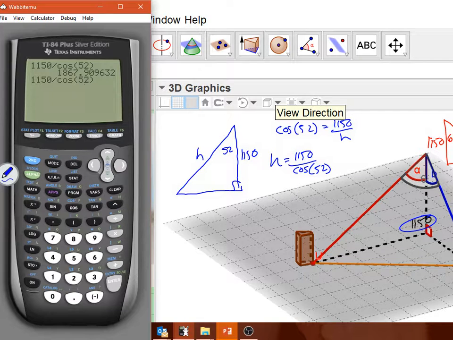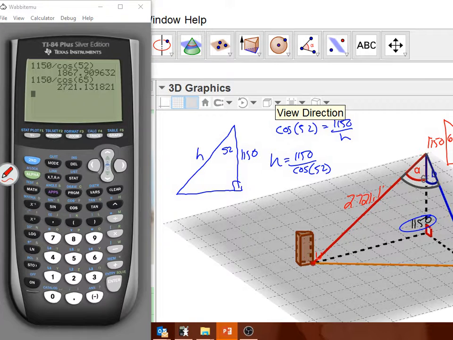So the 65 is the only thing that changes. So the red one is now 2721.1318. Okay, so that's great. It gives us all those values.